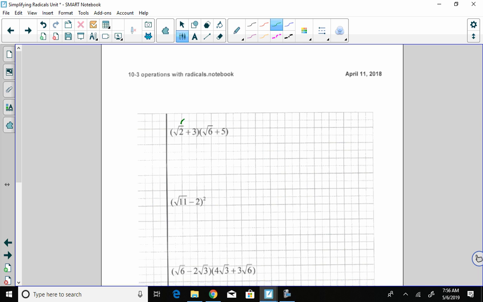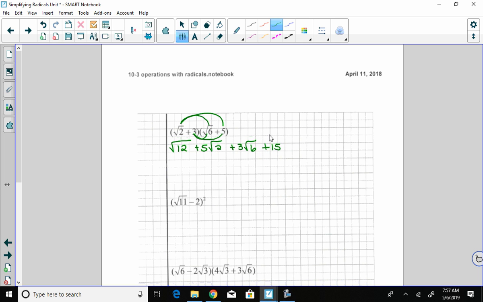Let's FOIL this, right? So the square root of 2 times the square root of 6 is going to be the square root of 12. The square root of 2 times 5 is 5 root 2. 3 times the square root of 6 is 3 root 6. And 3 times 5 is 15. Okay, is there anything I can do to simplify this?